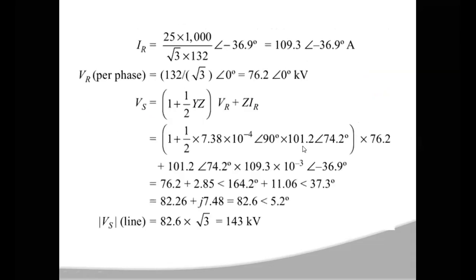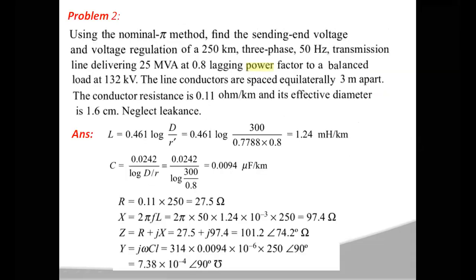Suppose the same problem is given and you are asked to find the sending end voltage and percentage of voltage regulation by the nominal T method. So instead of the pi method, suppose they asked to find it by the nominal T method. How can you proceed? The data is similar to this problem, only the nominal pi method is changed to the nominal T method, right?